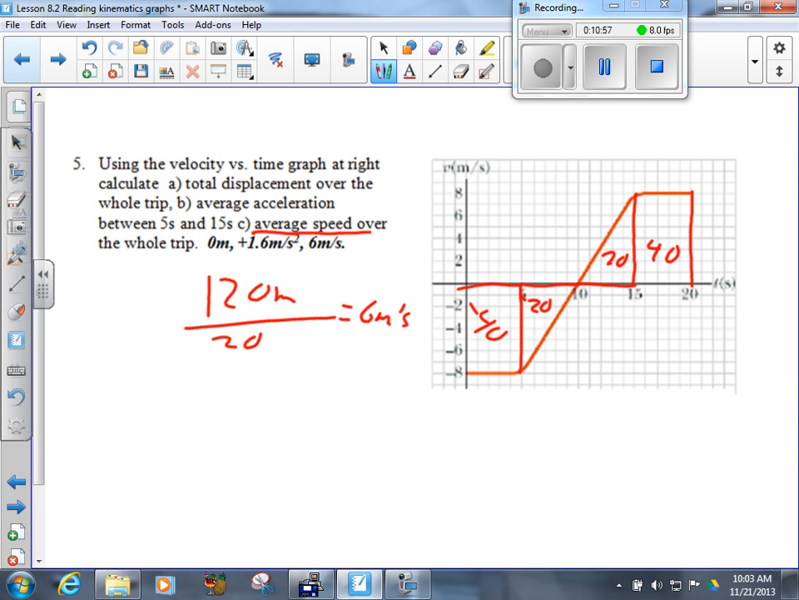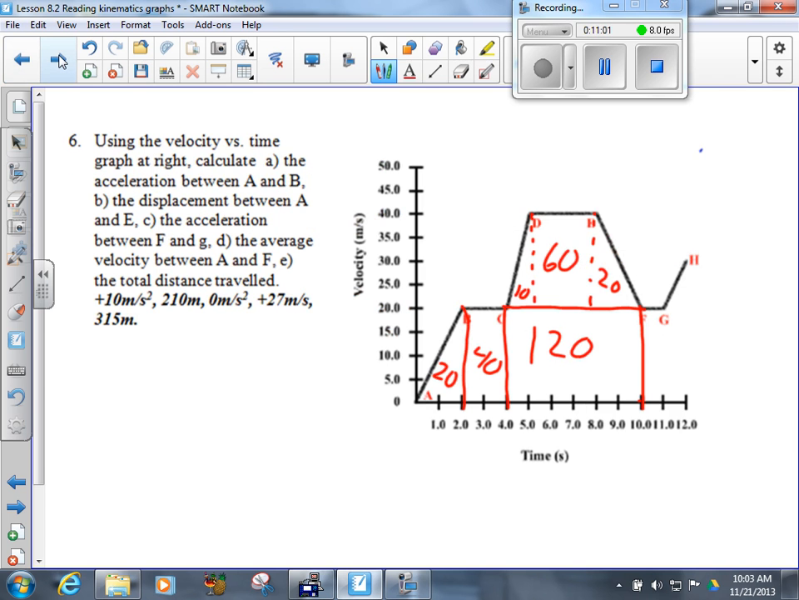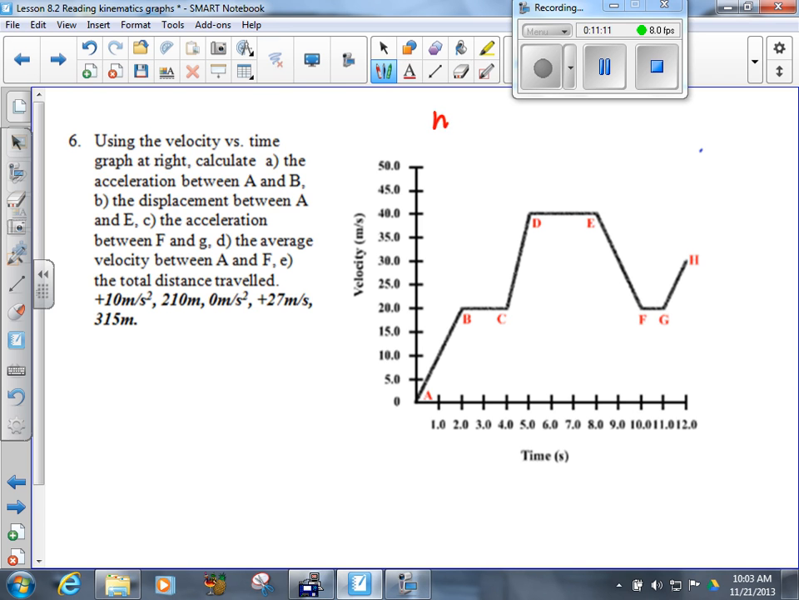Okay, any other ones? Guess 6A. All right, so the acceleration between A and B. So I'm just going to delete everything we did a minute ago. So acceleration on a velocity versus time graph: acceleration is the rate at which you change your speed, meters per second per second. The only way I'm going to get that is if I divide my y-axis by my x-axis. If we are dividing, we're probably calculating what?